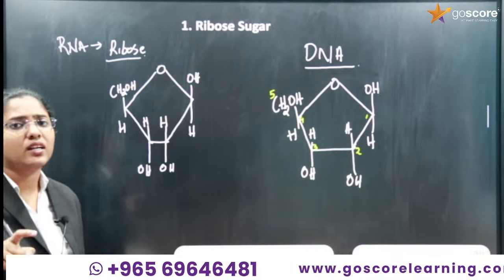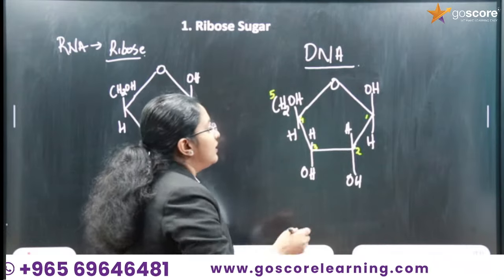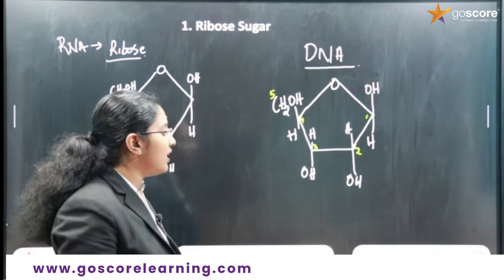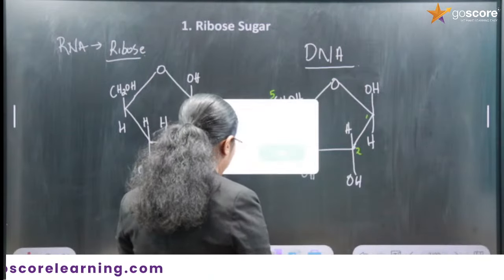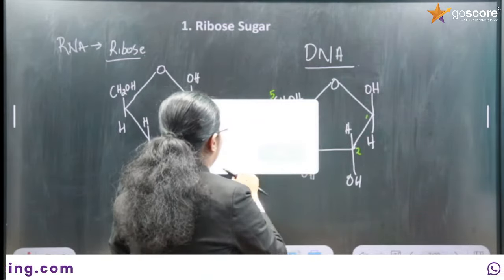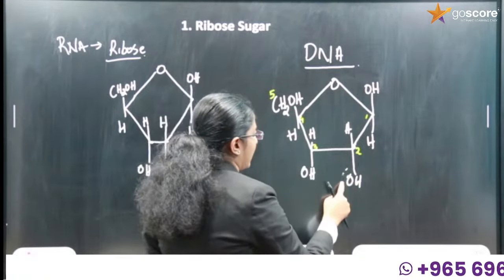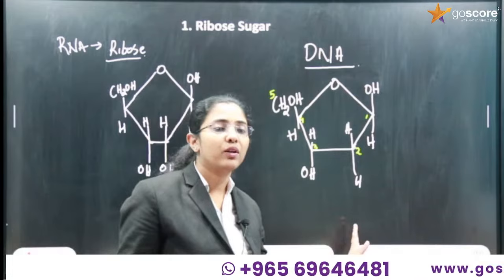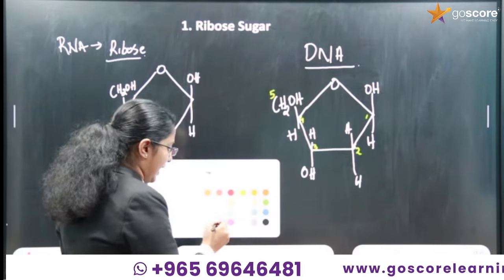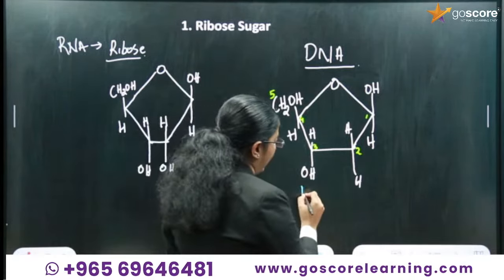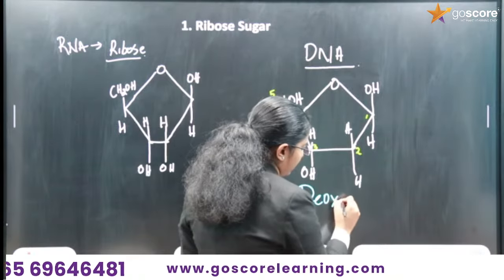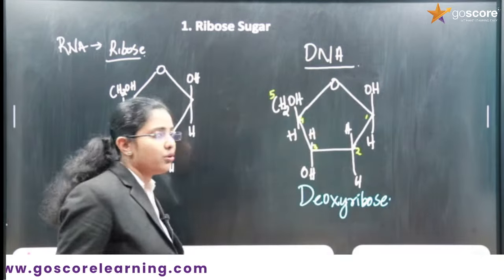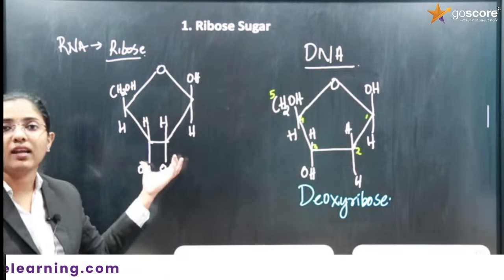It is very important, dear students. In the second carbon, you can see an OH. The oxygen of the second carbon will be eliminated, so it will be known as deoxyribose. So you understand the difference between RNA and DNA, the difference in the ribose sugar present in both?